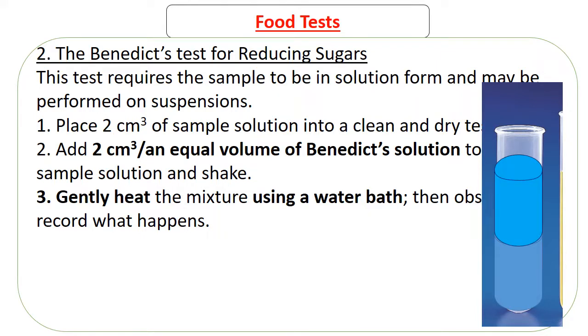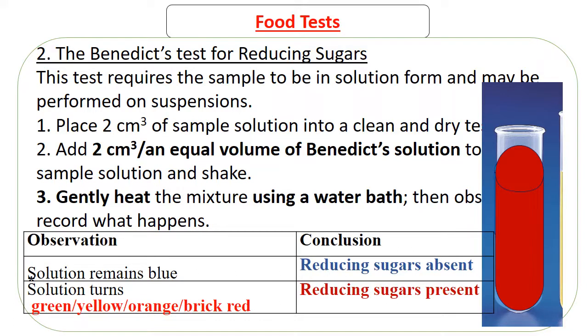Then after that, when you gently heat the mixture using a water bath, if this happens, it means there is reducing sugar. So if the entire solution turns brick red, then there are reducing sugars. So in summary, if your solution remains blue, then reducing sugars are not present. If your solution turns green, yellow, orange, brick red, then your reducing sugars are present.